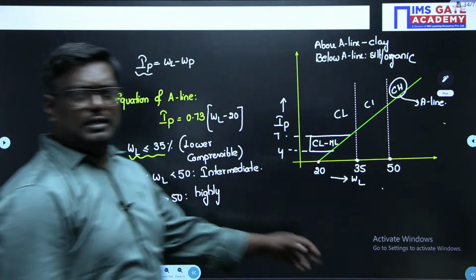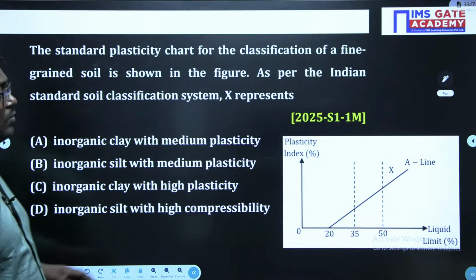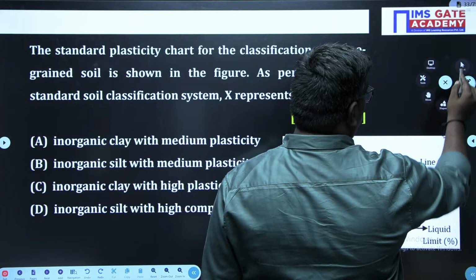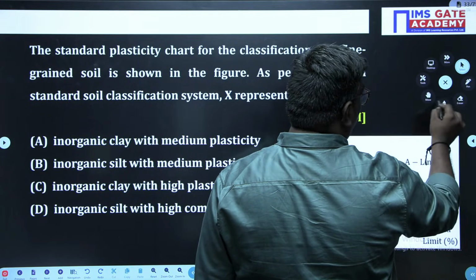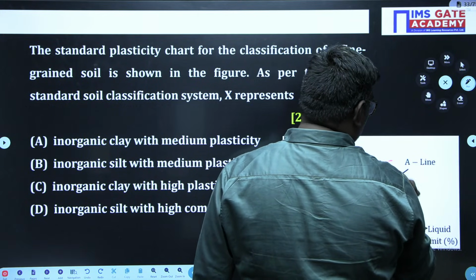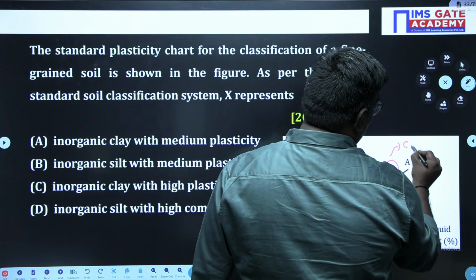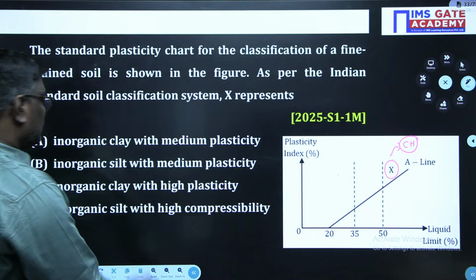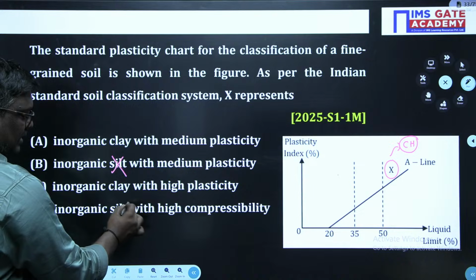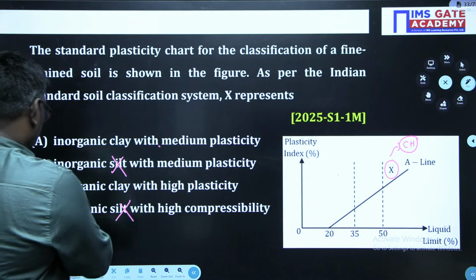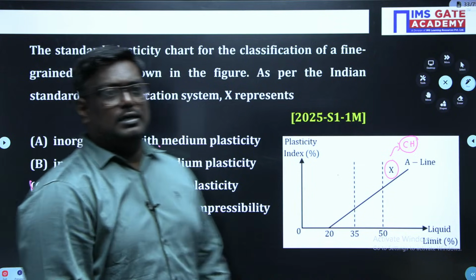What the question is asking is, what is the X here? The X is nothing but, by the explanation, highly compressible clay. So above the A line we have clay, so eliminate silt. Wherever there is silt, no. And here we have medium plastic. The option C is the right answer.